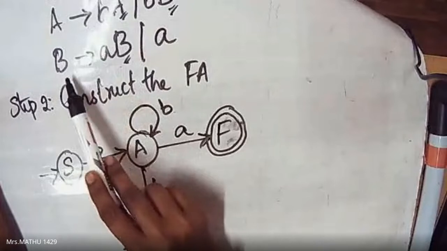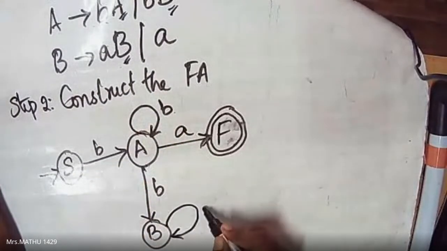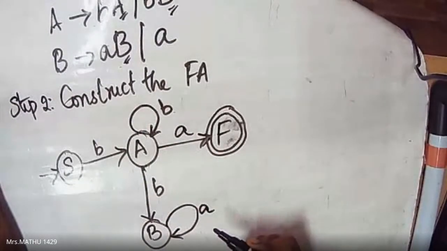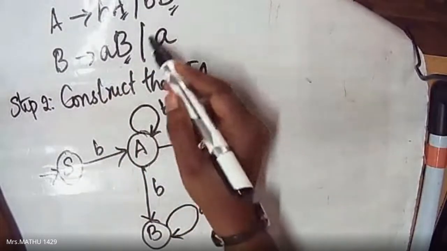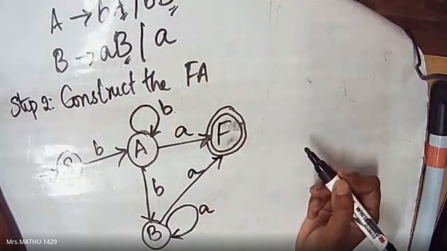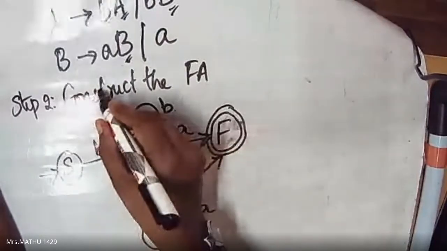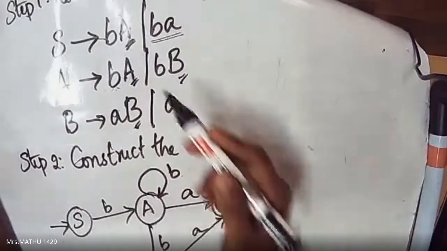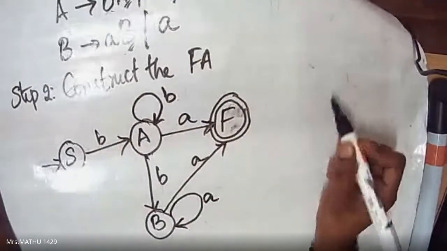Next, coming to the next production, B gives AB. So it is a self loop. From B on reading A, it again goes to capital B. And then we have another production, B gives A. Since there is only one terminal, it has to be connected to a final state. Now this is the finite automata we have constructed from the grammar that was reversed in the first step, which is actually a right linear grammar.